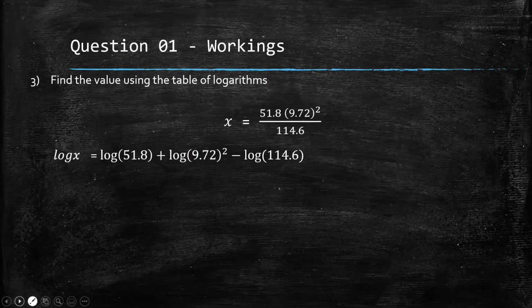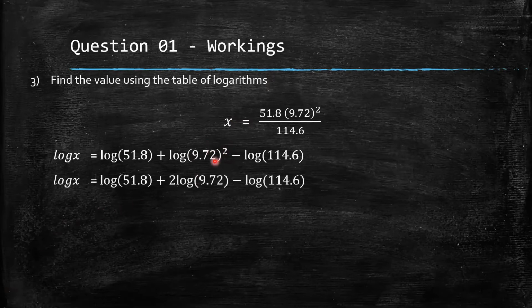Now, in the second term, it is log 9.72 squared. You can take the power out. You can take any power out of log, then it will become a multiplication factor. So once you take 2 out of log, it becomes 2 times log 9.72. If you have 3 here, you can take 3 out, then it will become 3 times log 9.72. If it is 4, 4 times log 9.72. Likewise, if you take any power out of your logarithm expressions, it becomes a multiplication factor. Right. So now you need to find the values of log 51.8, log 9.72, log 114.6.